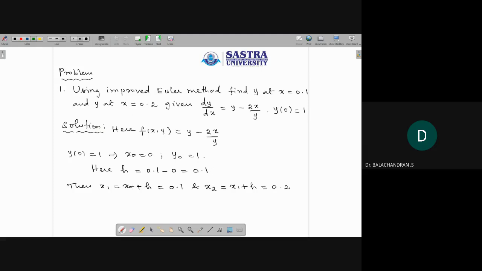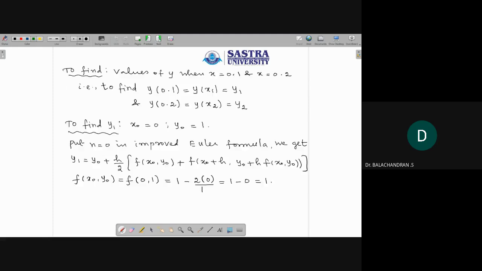Okay, now x1 equal to x naught plus h. What is x naught? X naught is 0. So x1 equal to 0.1, and x2 is equal to x1 plus h. What is x1? x1 is 0.1. h is also 0.1. So x2 equal to 0.2. Okay.